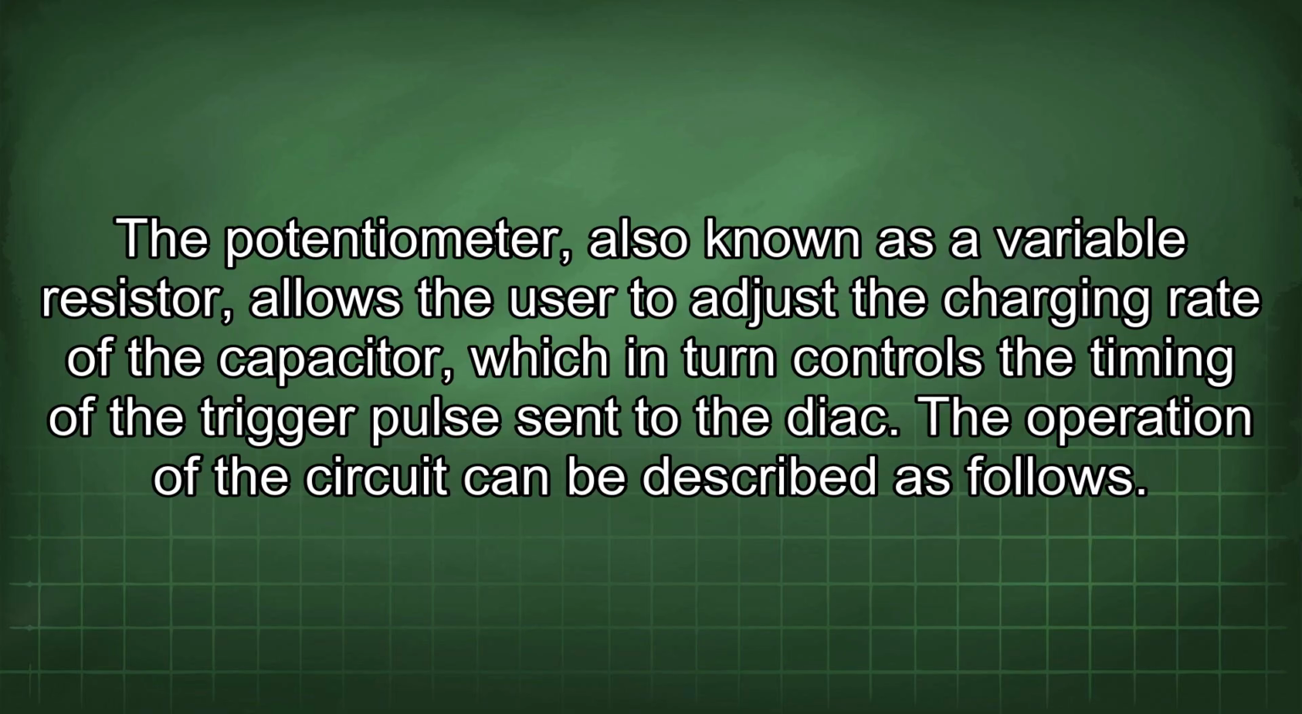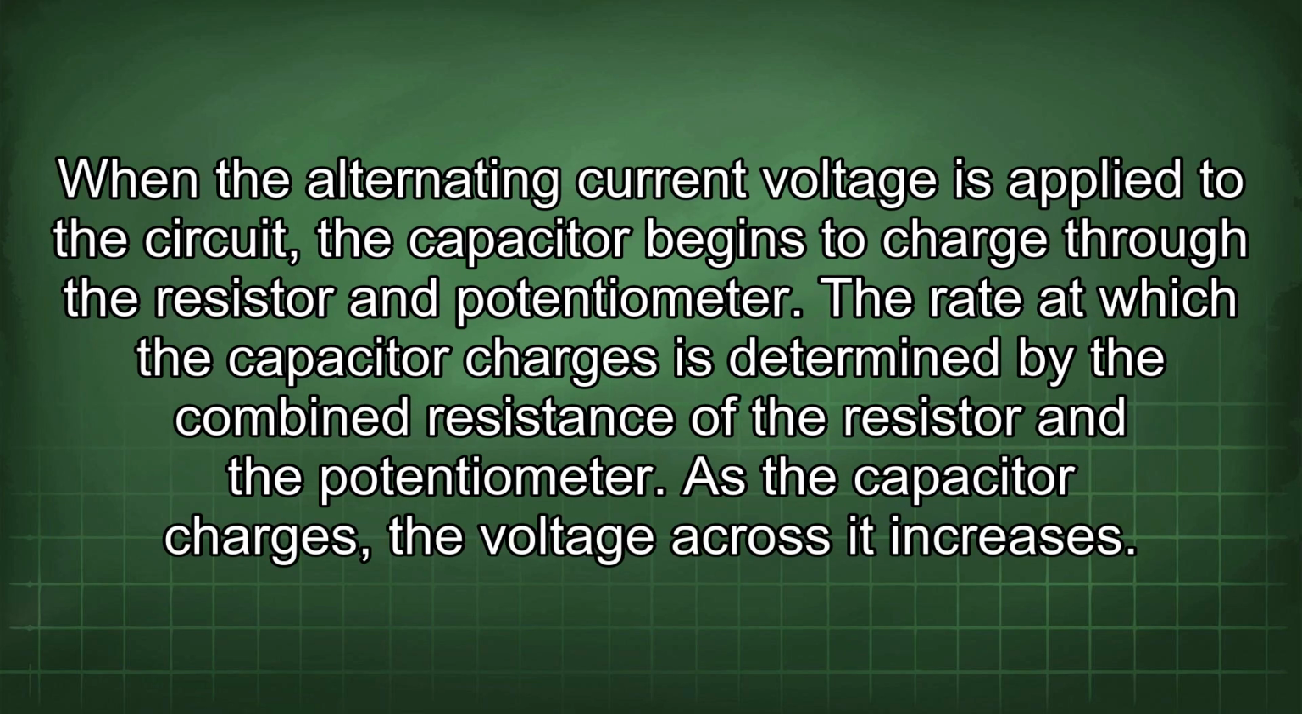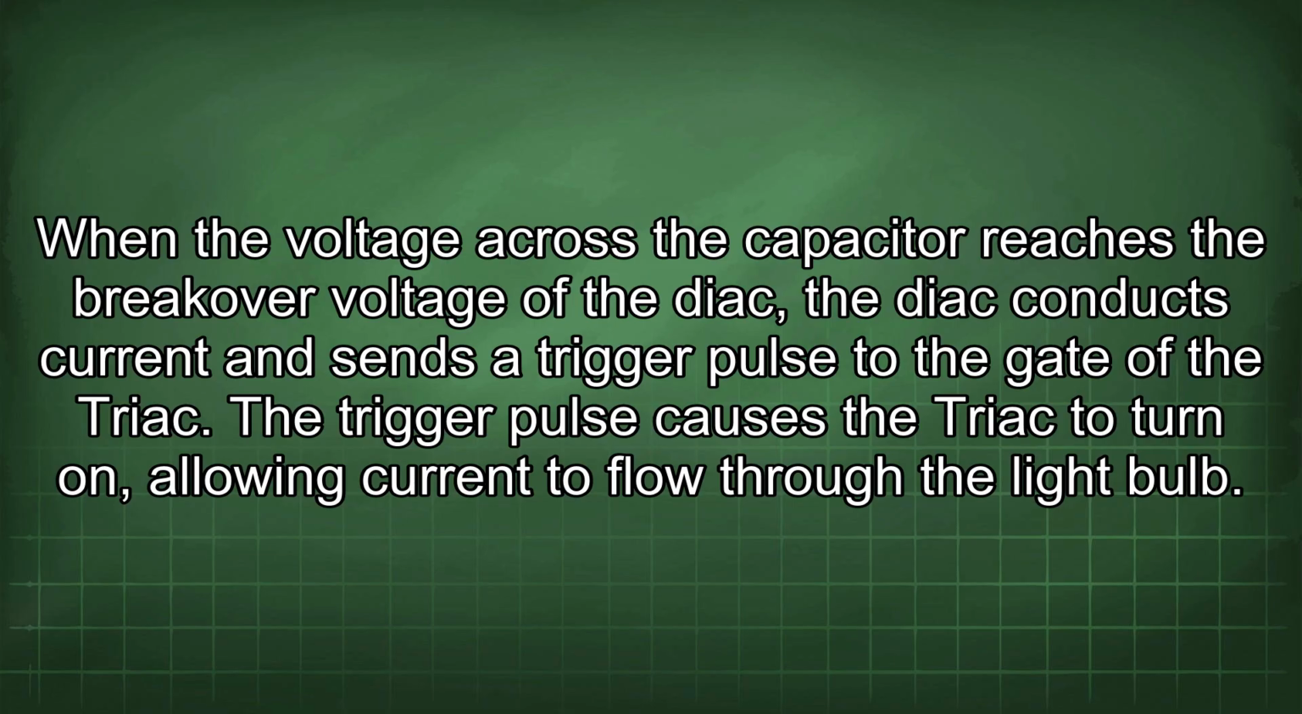The operation of the circuit can be described as follows. When the alternating current voltage is applied to the circuit, the capacitor begins to charge through the resistor and potentiometer. The rate at which the capacitor charges is determined by the combined resistance of the resistor and the potentiometer. As the capacitor charges, the voltage across it increases. When the voltage across the capacitor reaches the breakover voltage of the diac, the diac conducts current and sends a trigger pulse to the gate of the triac.